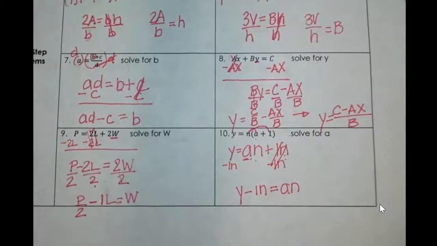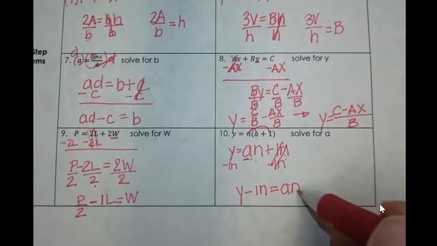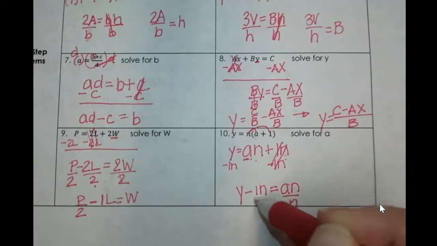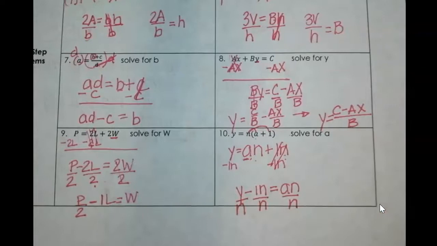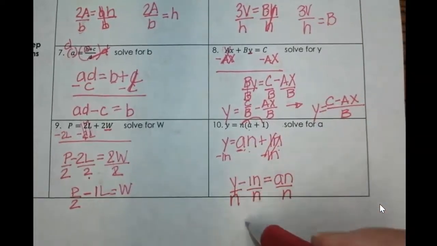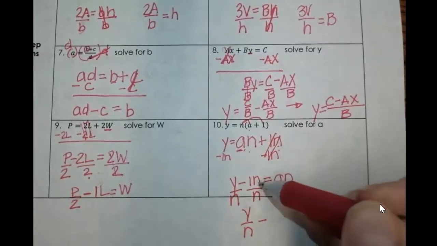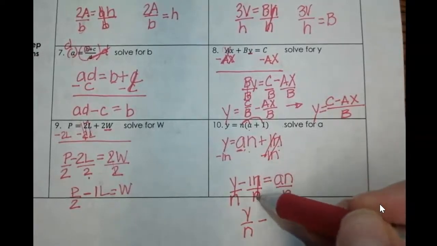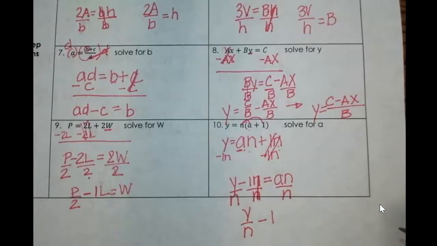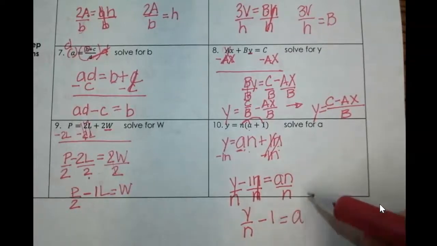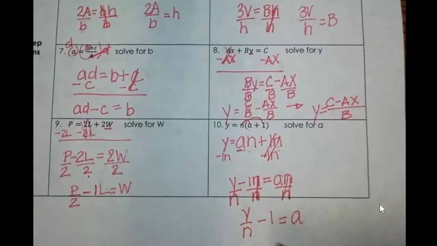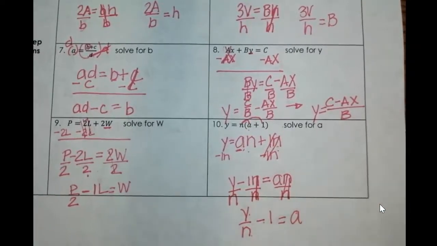Now we want to get a alone. A is being multiplied by the n, so inverse operation says divide by n, divide by n, divide by n. And you have y divided by n minus, these n's cancel, leaving just the 1, equals a, because these n's canceled. Y divided by n minus 1 equals a.